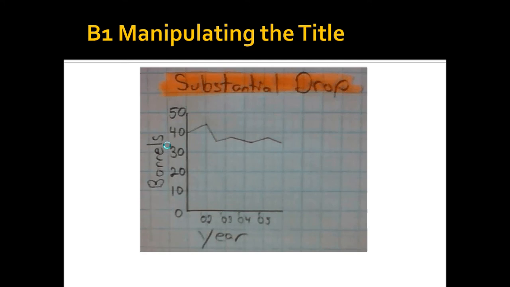Now let's talk about some specific things that can be done with different kinds of graphs. And this is true for all kinds of graphs. Wherever I've drawn the highlighting is the key thing. In this case, they've got a title that is biased. It should simply indicate what this graph is about. Perhaps this is about barrels of oil production from a particular well. That's what it should be about. It should not use the words substantial drop. Because if you really look at this line, this isn't really a substantial drop. But simply by putting those words there, you're going to influence what people think about the data.